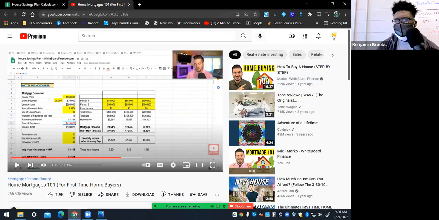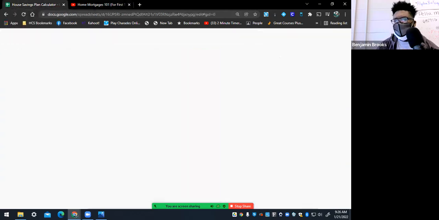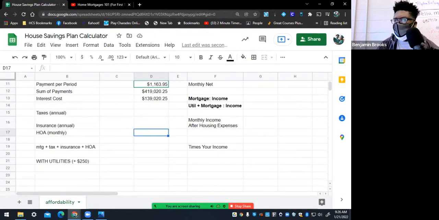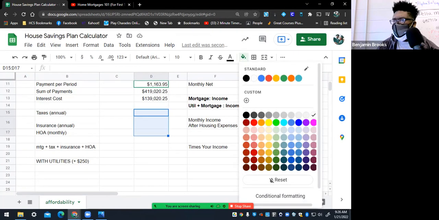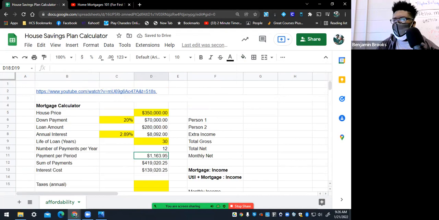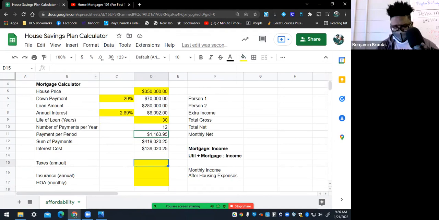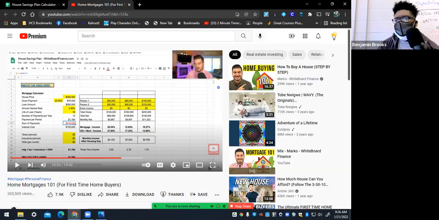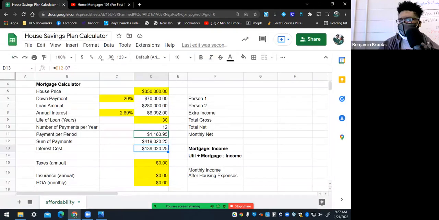And what else? Taxes. Okay, so we're going to highlight these as well. Okay, so we'll start off with $0 in each category. In his scenario, he's going to put $6,500 in taxes. We're going to talk about how to calculate taxes, and he's going to put $1,000 in insurance.